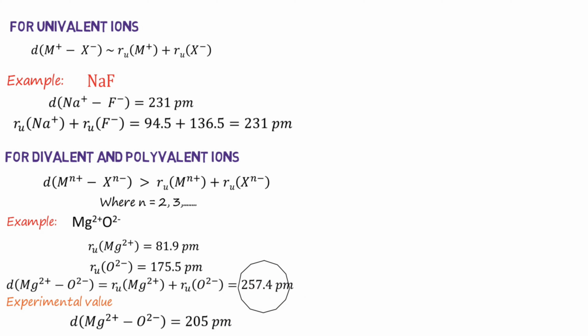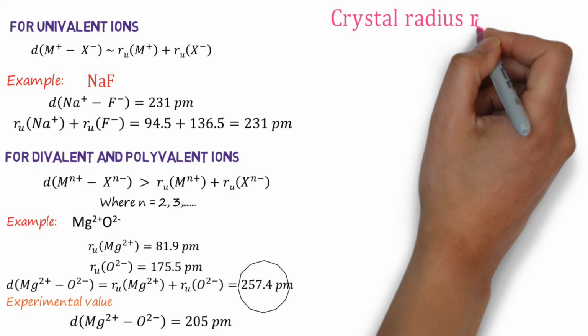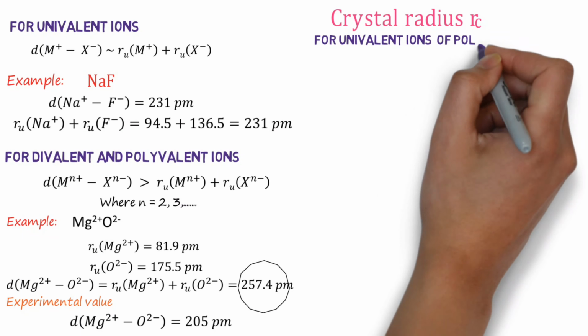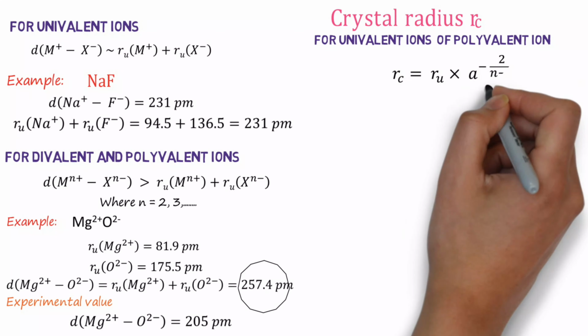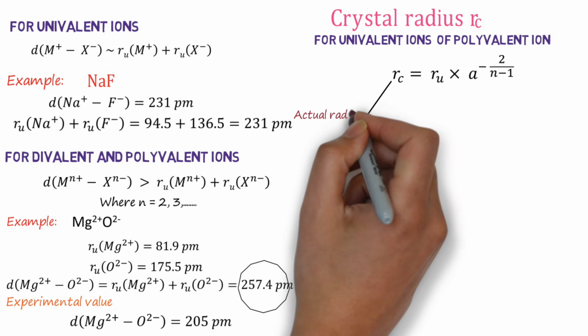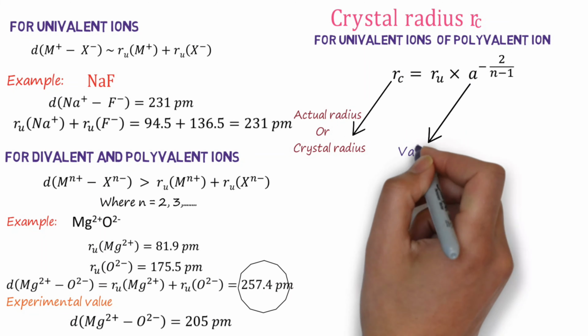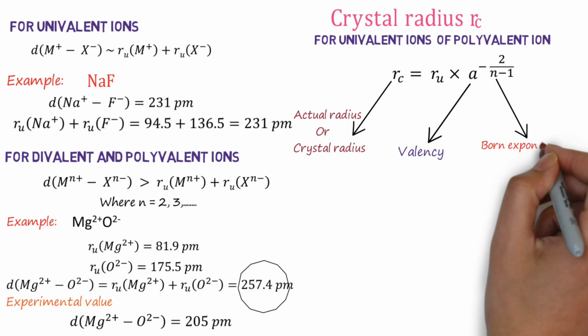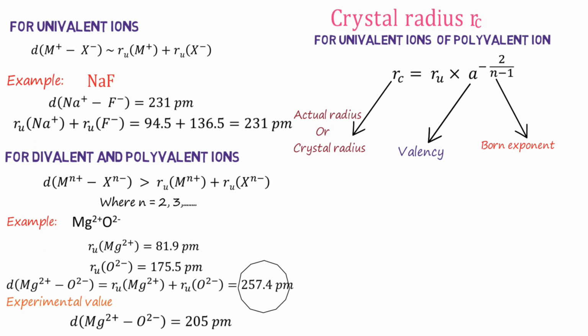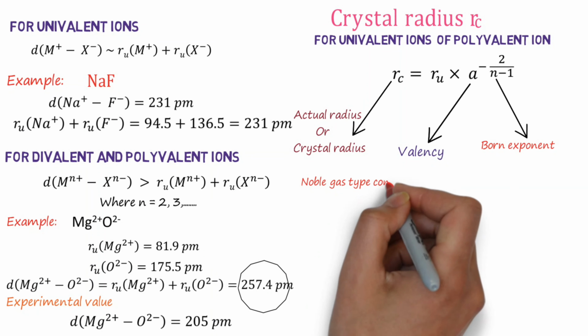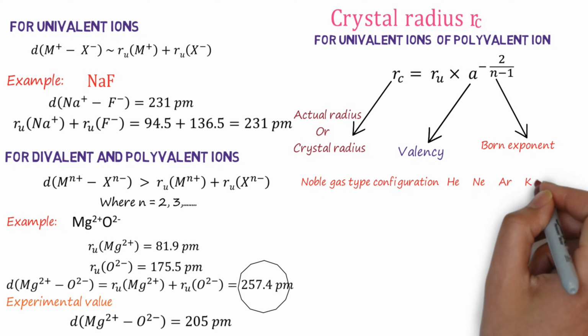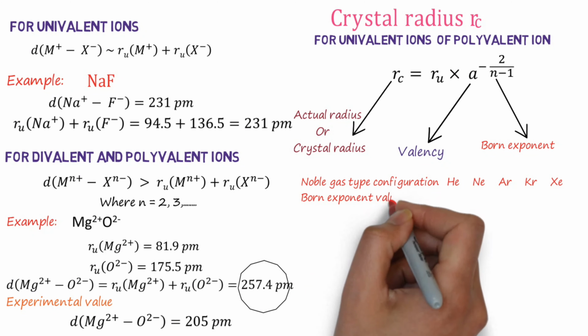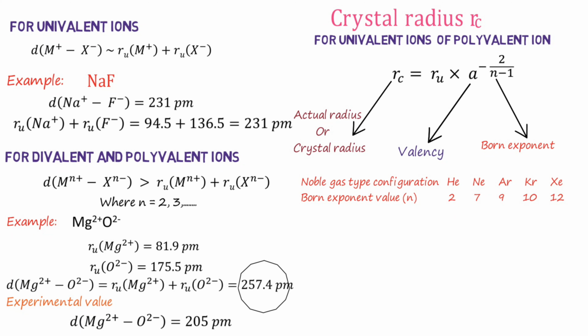In order to remove this discrepancy, for polyvalent ions, Pauling has introduced a term called crystal radius. The value of crystal radius is related to univalent radius by this relation. In this relation, A is the valency of the polyvalent cation or anion and N is the Born exponent, whose value depends on the electronic configuration of the ion. The value of N for the ions having helium, neon, argon, krypton and xenon type electronic configuration is 2, 7, 9, 10 and 12 respectively.